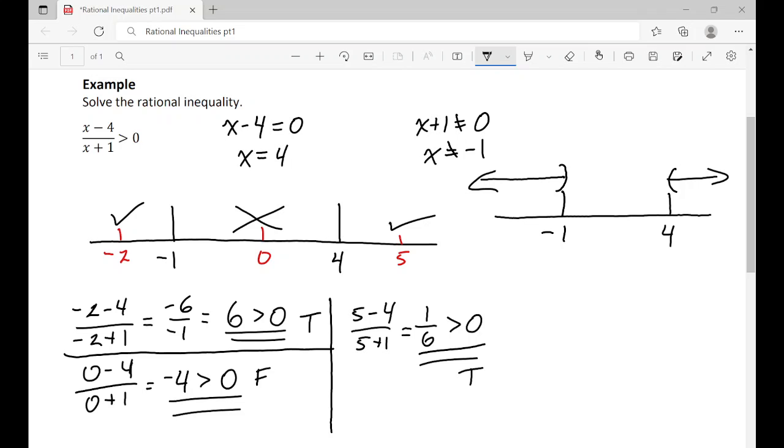In interval notation, it's going to the left forever, so it's going to be negative infinity, all the way up to negative 1, parentheses. Then we're going to union it and jump over to 4, and we're going all the way to positive infinity, like so. So up here is a number line graph expressing the solution, and here is interval notation expressing the solution.